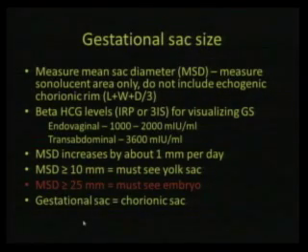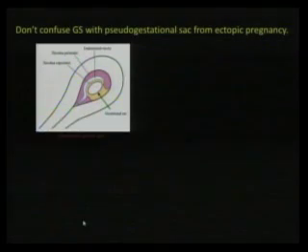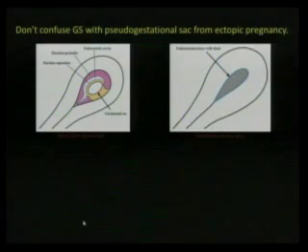And then basically the gestational sac is the chorionic sac. It's the same terminology. So what we don't want to do is confuse the gestational sac with a pseudogestational sac from an ectopic pregnancy. And so again, the picture we just showed is with that double decidual sac sign versus just a little bit of fluid in the endometrial cavity. And so the pseudogestational sac is going to be central. It's not going to be eccentrically located in the endometrium like the gestational sac will.